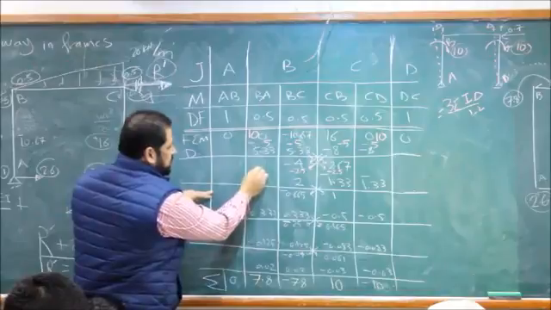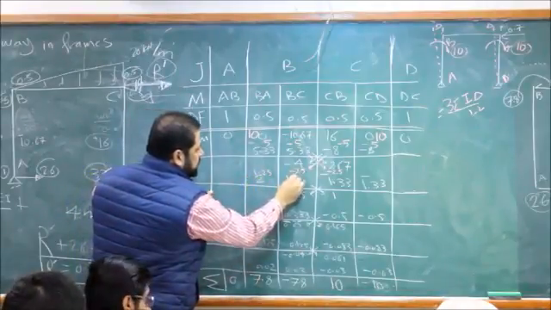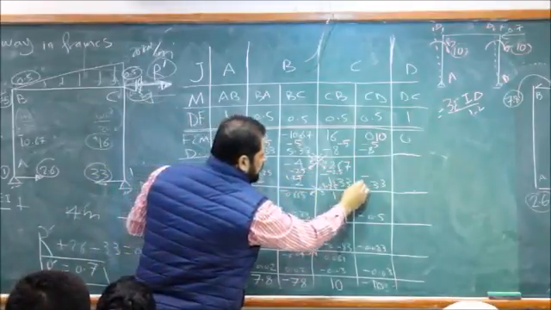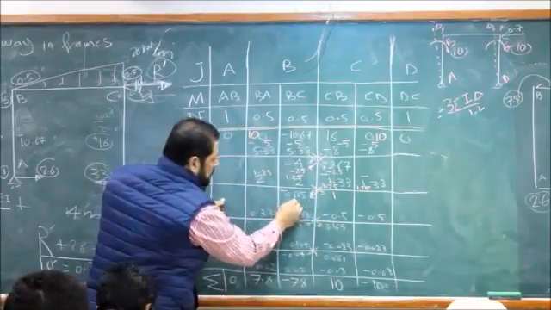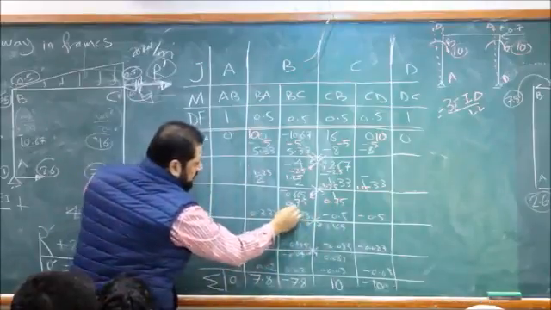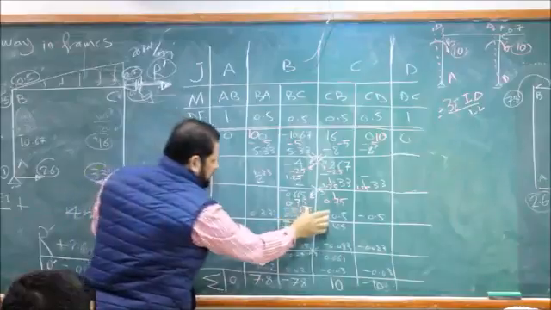Balance 1.25. 1.25. Carry over. 1.75. Balance minus 0.375.